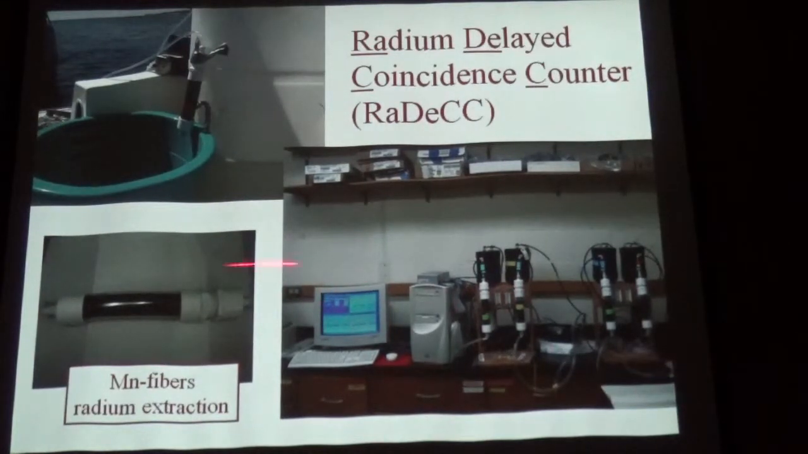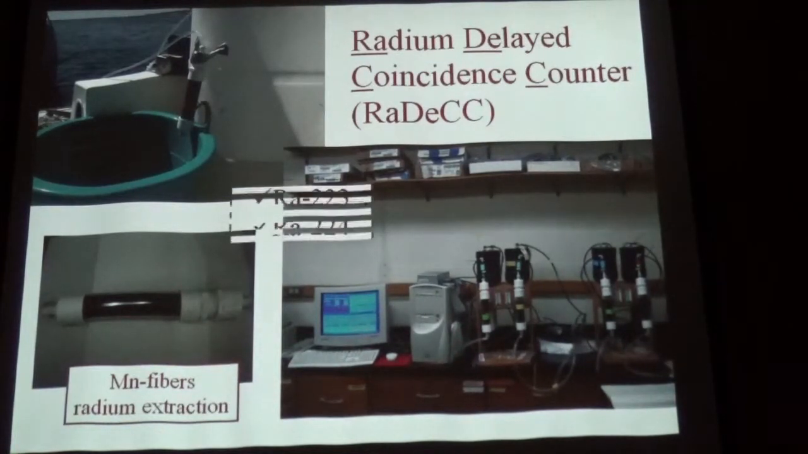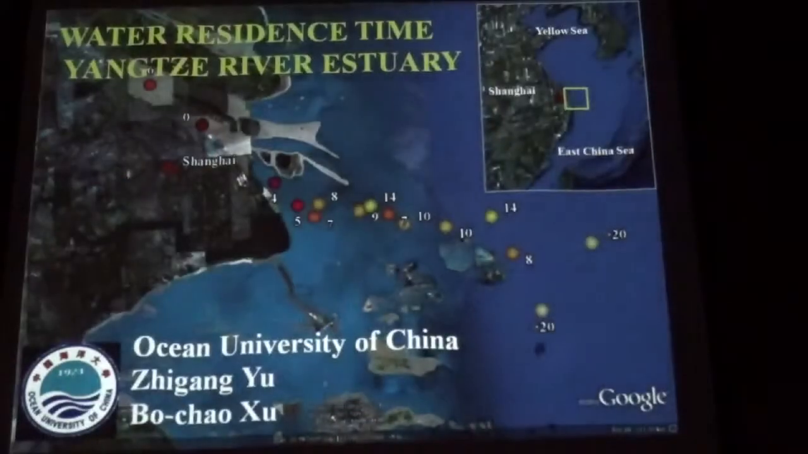I can talk to you about this method. We collect large volumes of water, and this is a large variation of the small column that I showed you in drinking water. In this case, it's filled with fiber covered with manganese dioxide, which absorbs radium. Then we put it in this instrument, and we measure radium-223 and 224.